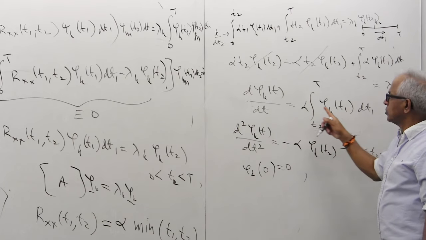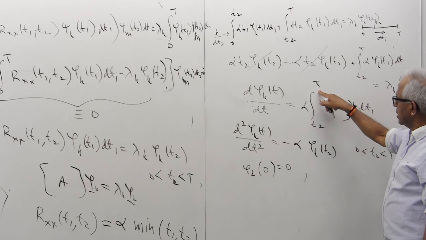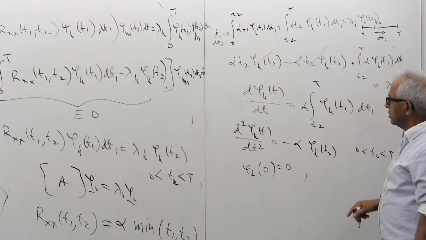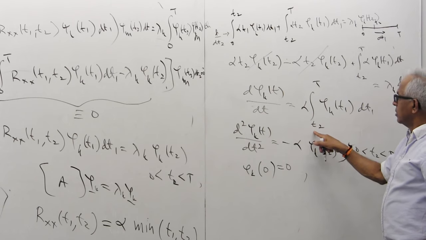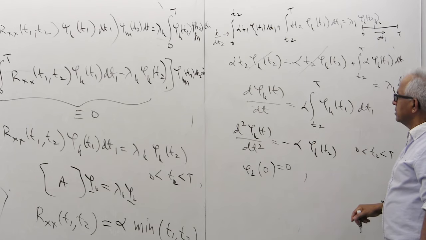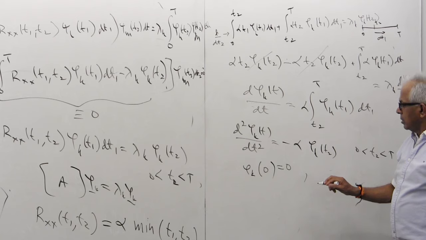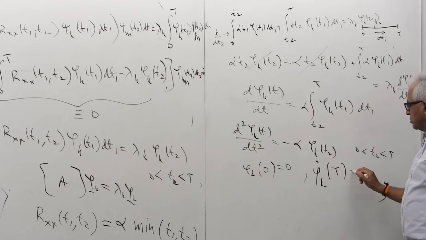Then we look at the next one. You can put the derivative equal to 0, this goes 0 to T, so that will be something. But we can get a zero condition by putting T2 equal to capital T. So if you put the derivative of Ek to capital T, that's also zero.